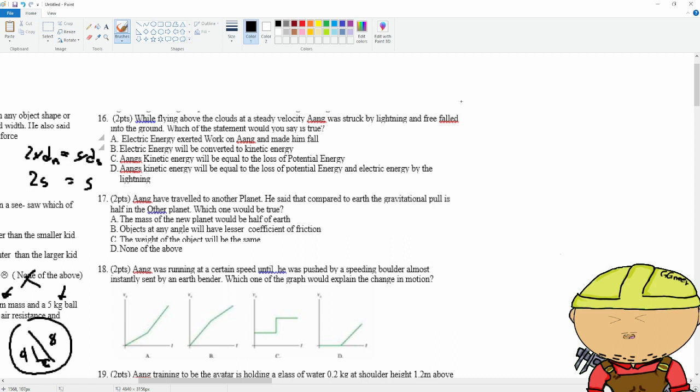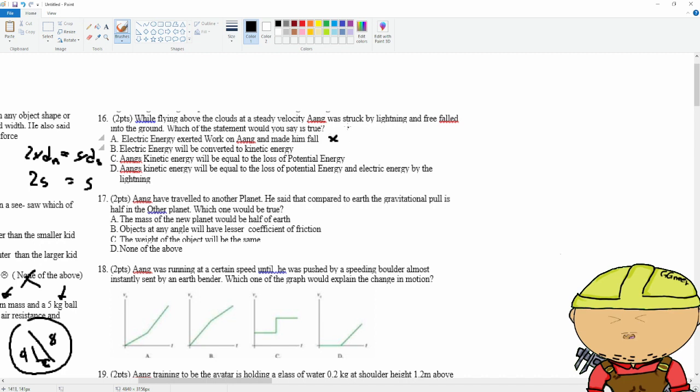While flying above the clouds at steady velocity, Ang was struck by lightning and free-fell into the ground. Which of the statements will be true? This is more like work, power, energy. Electric energy exerted work on Ang and made him fall. No. What happened is the electric energy probably fried Ang's body and turned into chemical energy, or something. But it can't make him fall. Electric energy can make him float by magnetism or something, or fall if there's a magnet downward, or an electric field downward, but no.